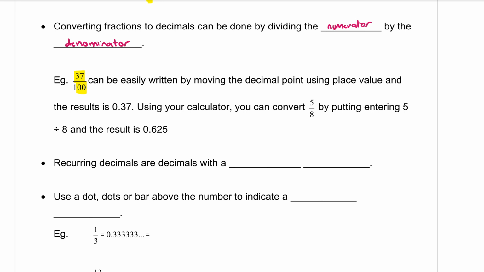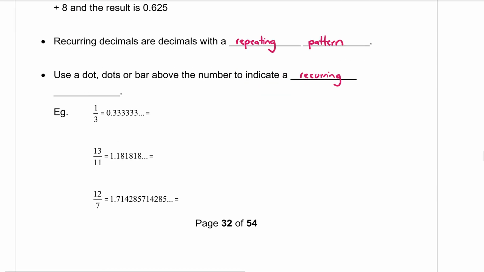Recurring decimals are decimals that have a repeating pattern. We use a dot, dots, or a bar above the number to indicate a recurring decimal. So below here are some examples of recurring decimals.